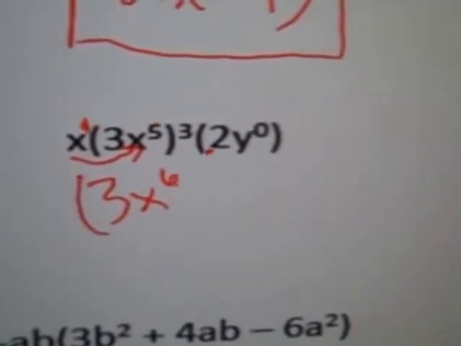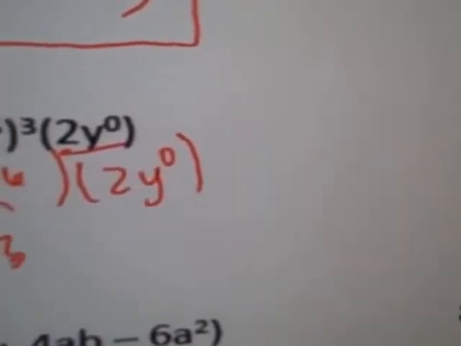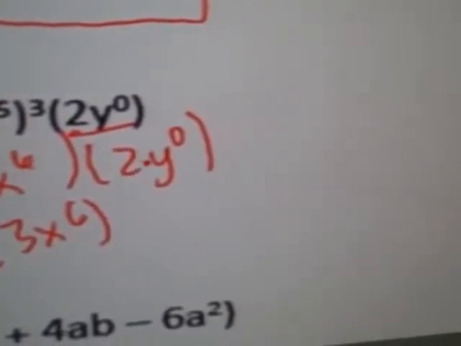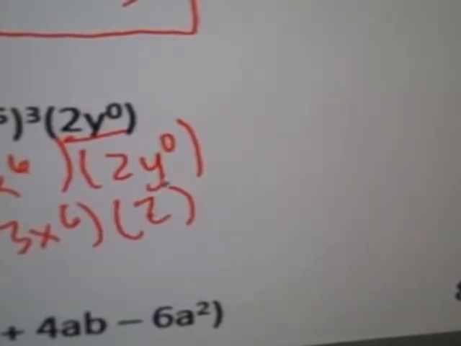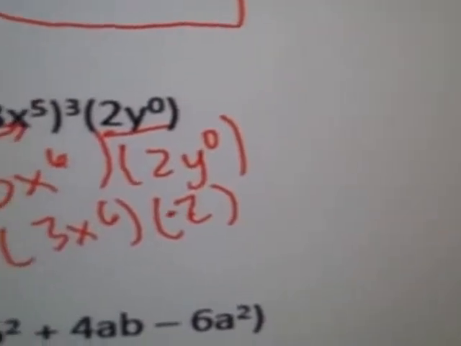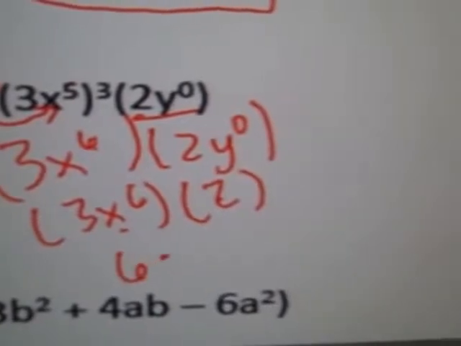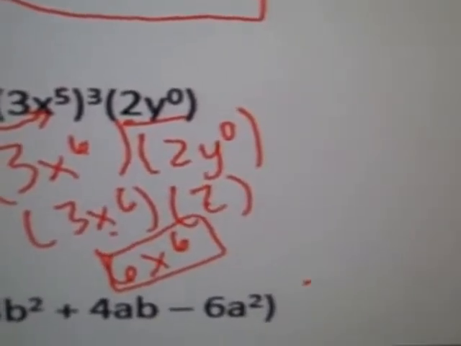Now this term I'm going to multiply with the one I did not use yet, 2y to the 0. And I know y to the 0 is just 1, and 1 times 2 is 2. That's how I got 2 here, because 0 power is just 1. And then when I multiply these two, I get 2 times 3 is 6, and I still have the x to the 6 left. Final answer, 6x to the 6.